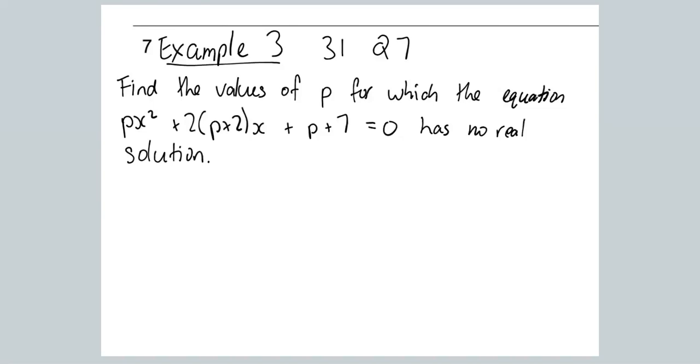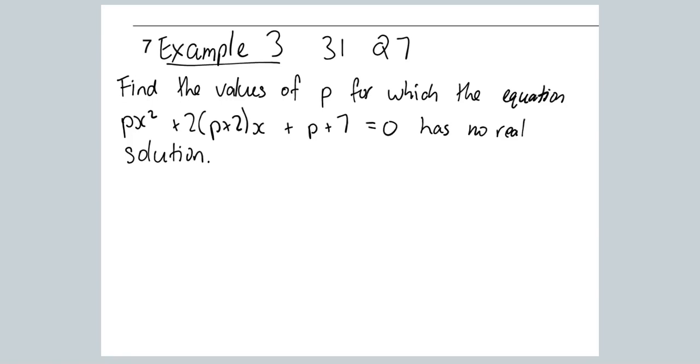Hello, this is the next video in my series of videos on the discriminant. This example here is a classic kind of exam question. Find the values of p for which the equation px squared plus 2(p + 2)x plus p plus 7 equals 0 has no real solution. It's from exercise 3I and it's question 7 if you want to check it later.